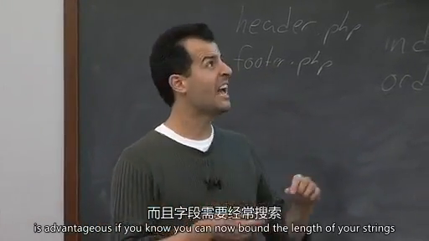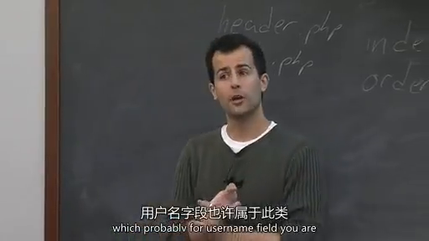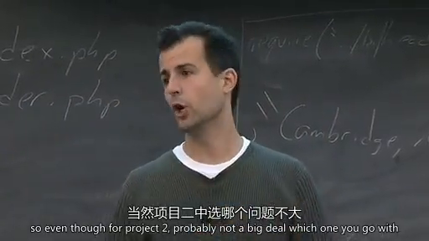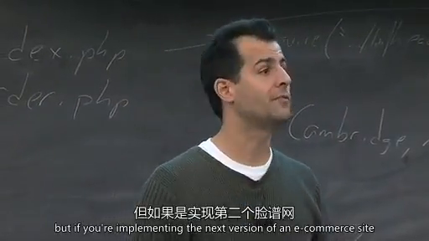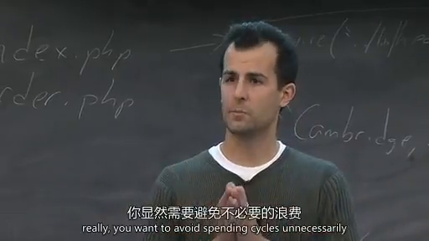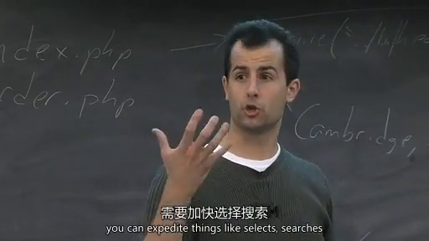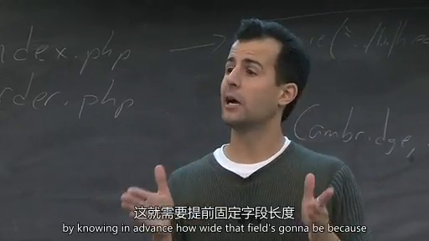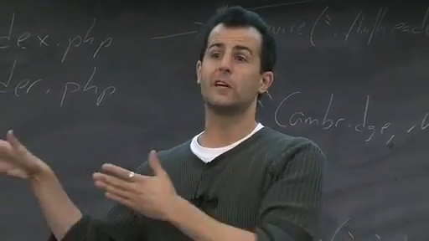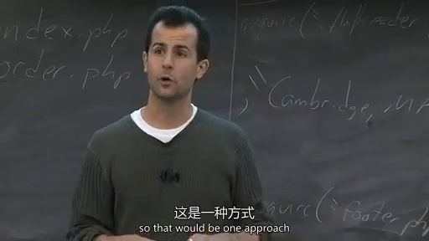So in general, choosing a char field with a fixed length is advantageous if you know you can bound the length of your strings, and you know, moreover, you're going to be searching on this field a lot, which probably for a username field you are. So even though for project 2, probably not a big deal which one you go with, if you're implementing the next version of an e-commerce site or the next Facebook, where you really want to avoid spending cycles unnecessarily, you can expedite things like selects and searches by knowing in advance how wide that field's going to be, because it just means the computer can jump from here to here to here, fixed length, just 8 bytes at a time or whatever it is, and not have to do any thinking. So that would be one approach.